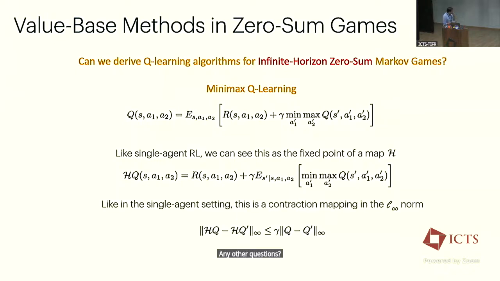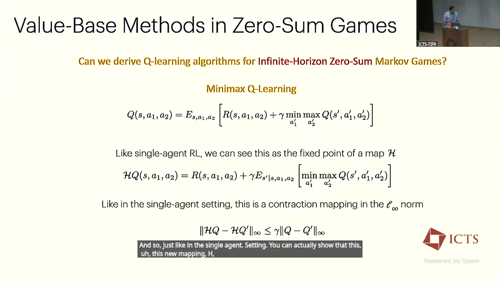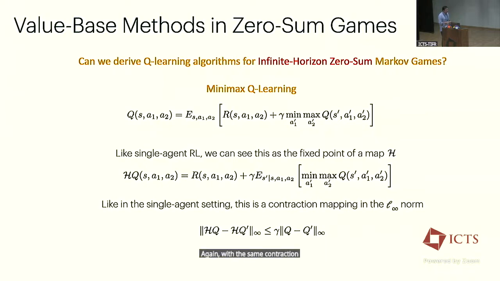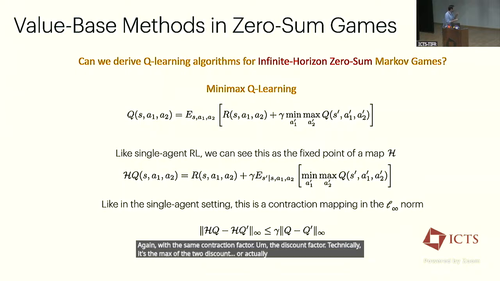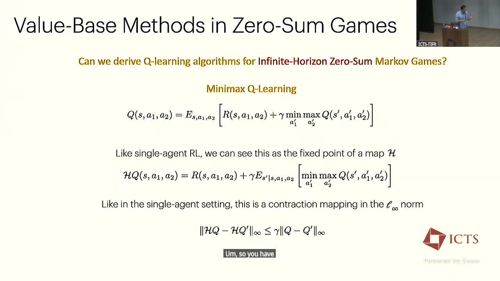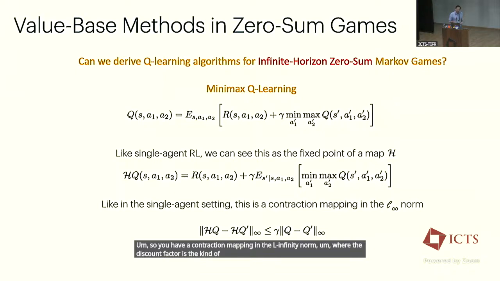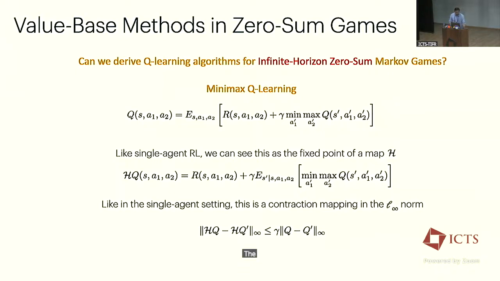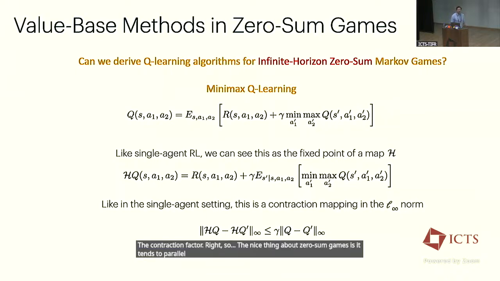Just like in the single agent setting, you could show that this new mapping H is also a contraction mapping in the L infinity norm, again with the discount factor as the contraction factor. Technically it's the max of the two discounts, but it's a zero-sum game, so it's the same discount factor. The nice thing about zero-sum games is that it parallels exactly what we saw in single agent reinforcement learning.